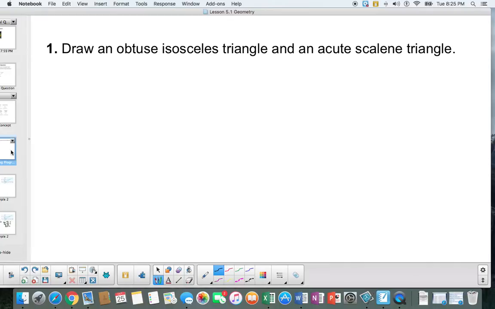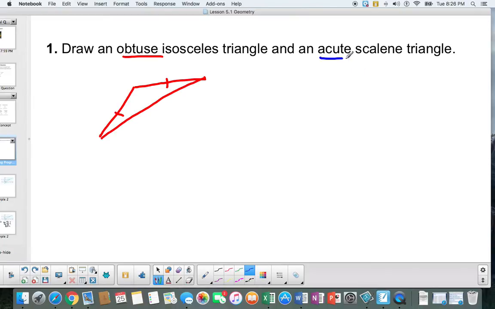Okay, let's go ahead and draw an obtuse isosceles triangle. Obtuse means I will make sure that there is an angle that is larger than 90. Isosceles means I want to make two of them the same, and then I can make the third one. So this is an example of an obtuse isosceles triangle.